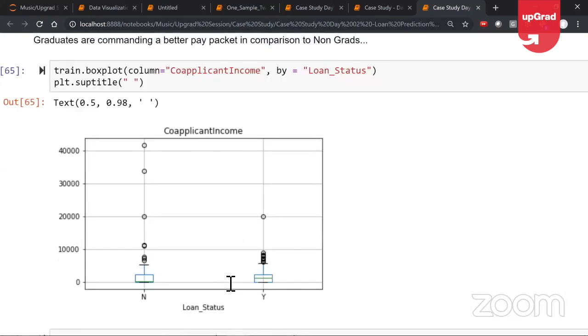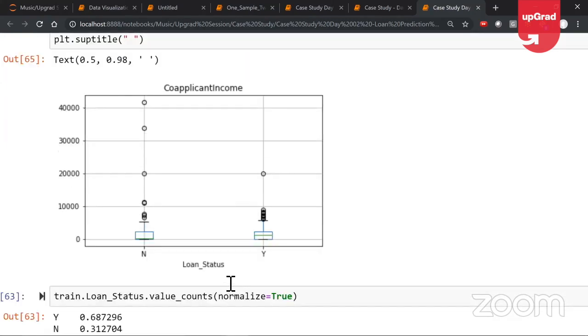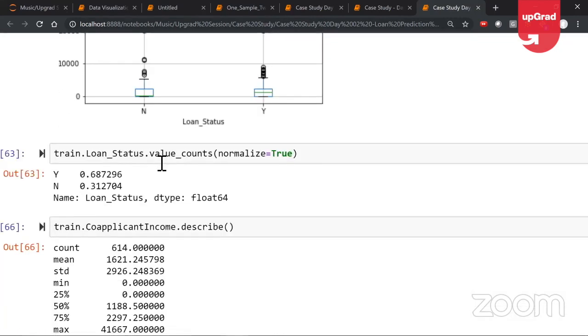Okay. And also very interesting. This is co-applicant income versus loan status. So obviously income and loan status we can actually understand, right? If the co-applicant income is very high, turns out loan status is no. That is a very interesting finding actually. So you can actually see the findings you're getting from this.